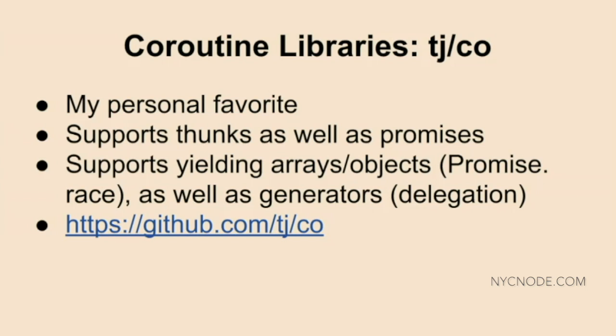Another cool thing is that it supports yielding arrays and objects, so it works similar to async.parallel. If you give it an array or an object, it will either wait for all of those promises to settle and return an array of values, or assign each value to the key within that object. You can also yield other generators, which it will just delegate to. You can find that on GitHub at tj/co.